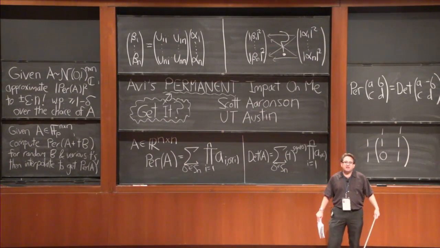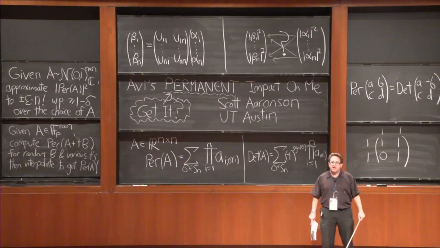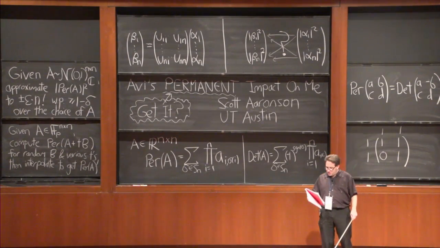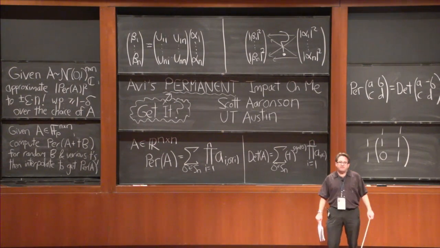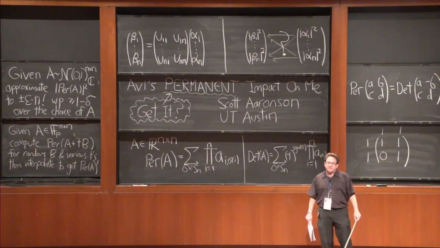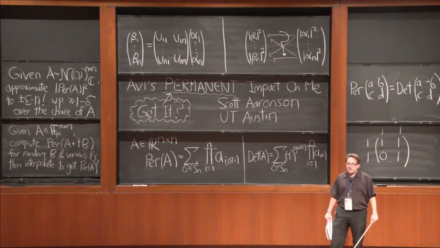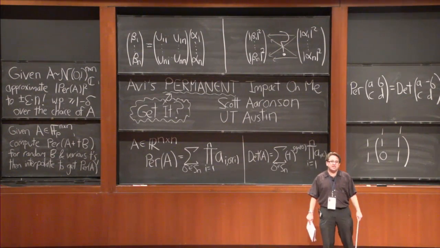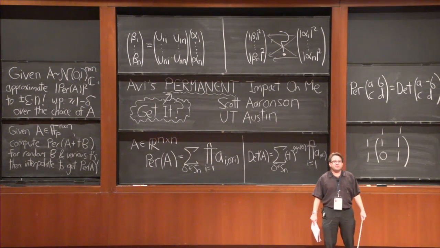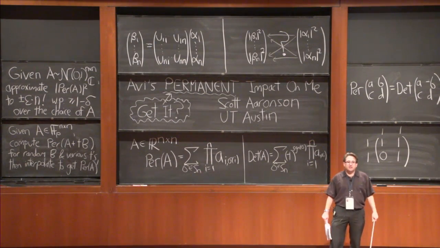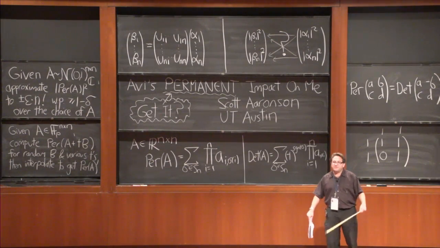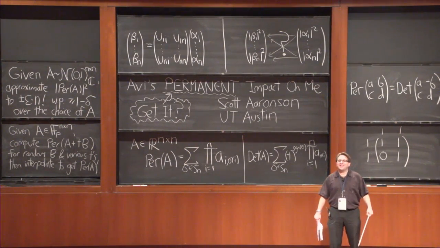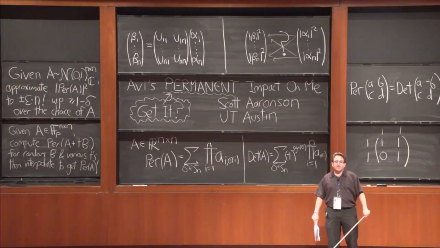But despite that, we also know that not everything about the permanent is hard. As one example, if your matrix A is non-negative, then Jerrum, Sinclair, and Vigoda famously gave a polynomial time randomized algorithm that can approximate its permanent to within a multiplicative factor. If the matrix is not non-negative, then that doesn't work.